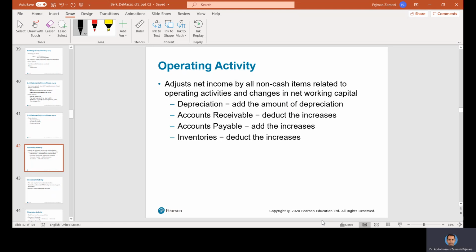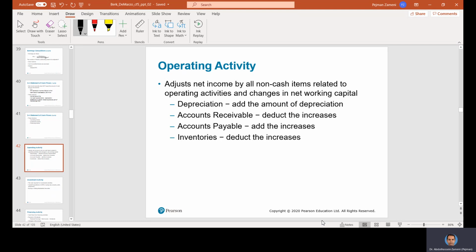If there is an increase in the accounts receivable, then it will be deducted from the net income, and if there is an increase in the accounts payable, it would be added. An increase in the inventory is going to be deducted. I'm sure you understand the logic behind. Accounts receivable is the money that we're supposed to receive. When there is an increase in the accounts receivable, it means the money is not coming into the company. That's why it should be deducted from the net income.